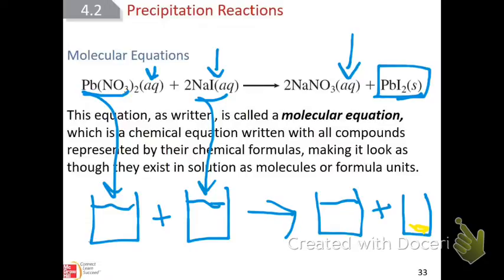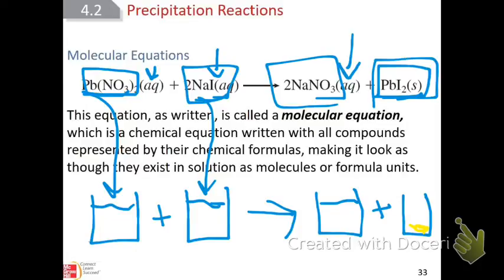Precipitation reaction. But the overall type of reaction is called a double displacement or a double replacement. Notice its characteristics. You have not one, but two compounds on both sides. Do not confuse this with a combustion. Combustion does not have two compounds on both sides. This one does. All right?